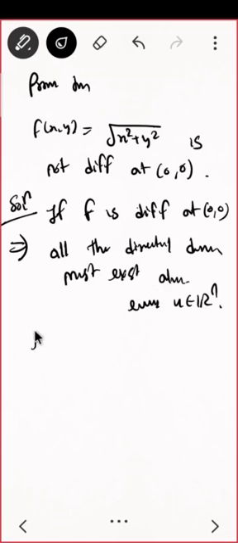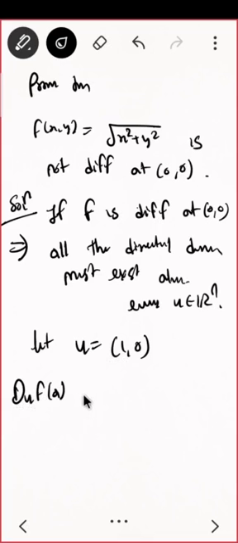Let us take u equal to 1 comma 0. This is a unit vector, correct? And can you calculate the directional derivative? See, u equal to 1 comma 0 gives the partial derivative, correct? So that means D_u f of a is dou f by dou x at 0 0, correct? That is the partial derivative. If I take u as 1 0, this is it, if you remember. That means we are going to see that this partial derivative does not exist. Let us see. What is the formula for the partial derivative?